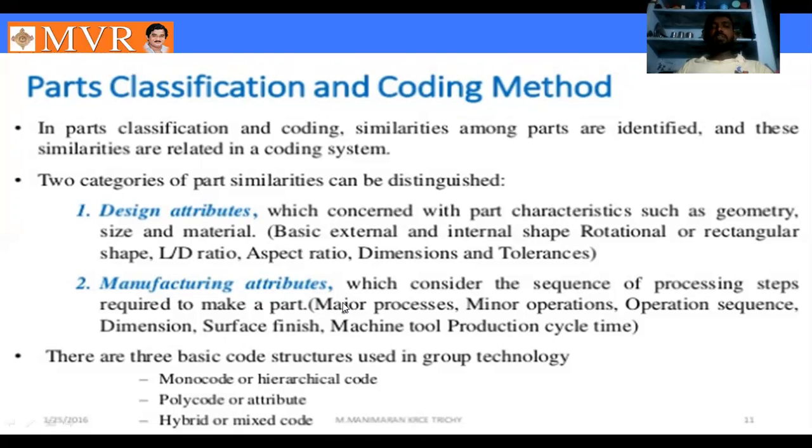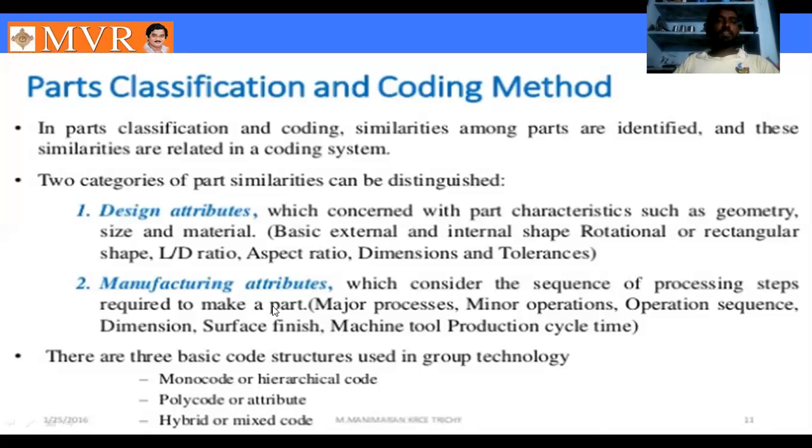Next is manufacturing attributes. In manufacturing attributes, we consider the sequence of processing steps required to make a part. We must consider the sequence of processing steps. What are they? The major process first, the second is minor operations, then operation sequence, dimensions, surface finish, machine tool, and production cycle time.